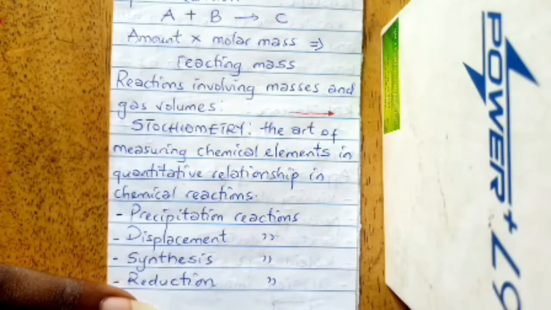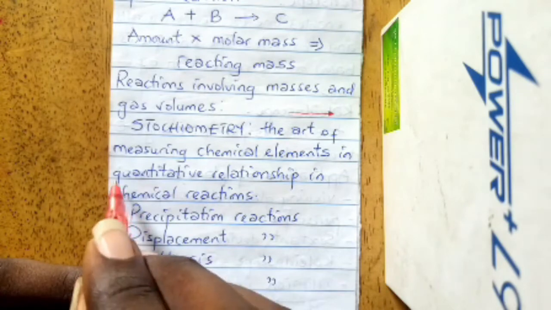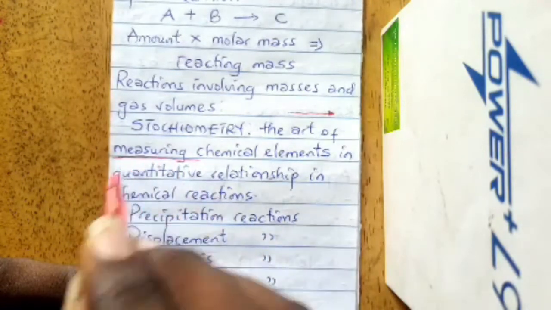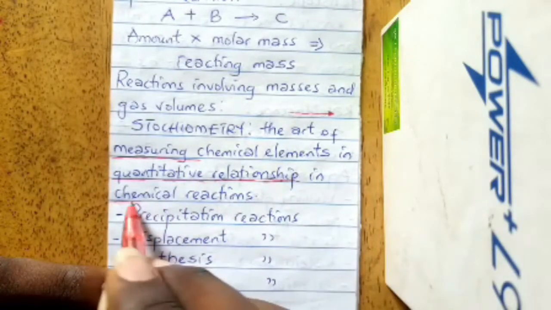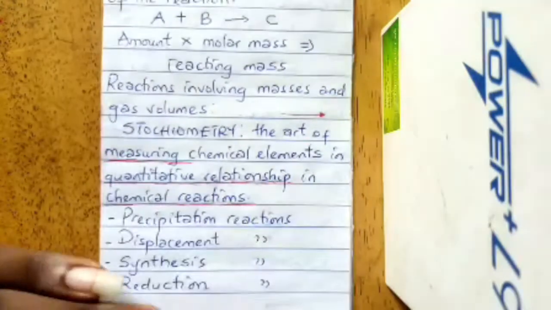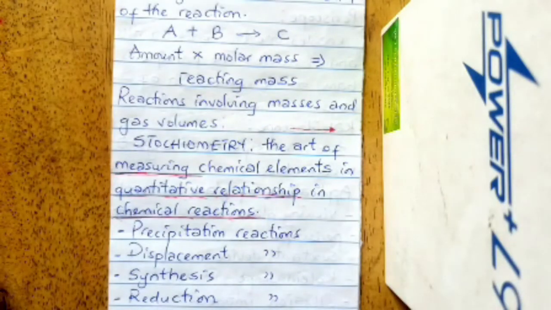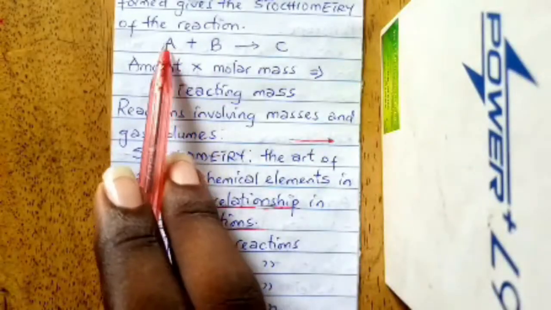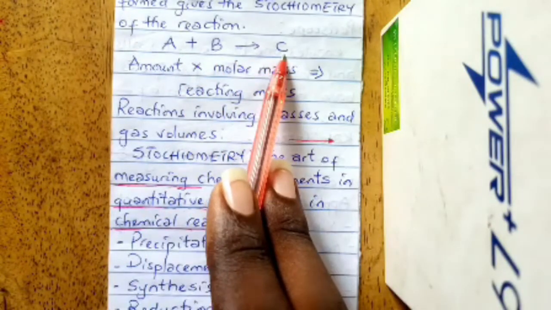Talking about stoichiometry, the principal three key things here are measurements, quantitative relationships, and chemical reactions. So basically, stoichiometry has to do with chemical reactions. Now you have A plus B gives us C. You have two reactants, A and B, combined to give us a product C.